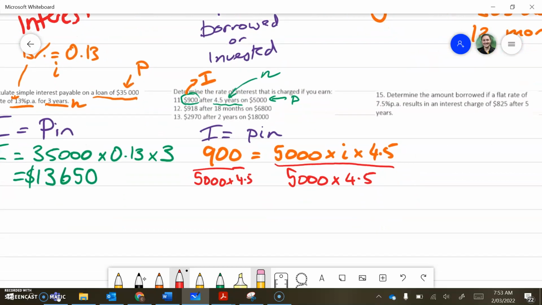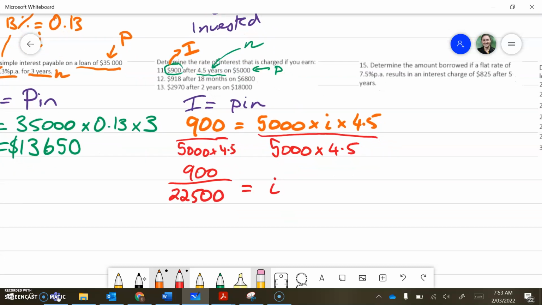Now, it's completely fine if you find it easier to work with. You can evaluate what 5,000 times 4.5 is, which would be 22,500, and you can evaluate that before you move it. So you could then have 900 divided by 22,500 equals R. That's fine as well. You don't have to do that step, but that is something that you can do.